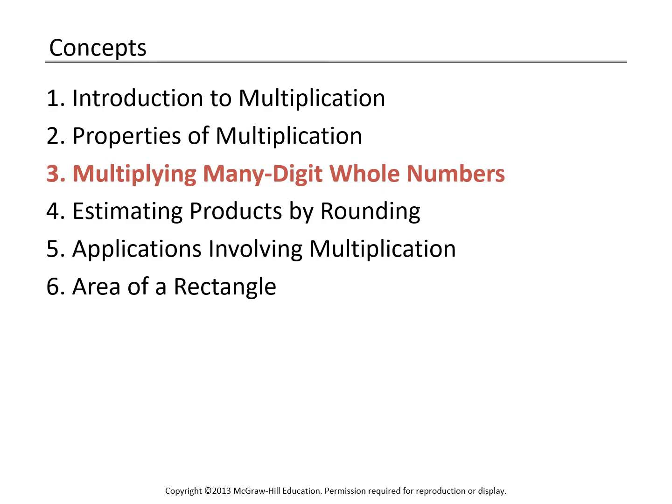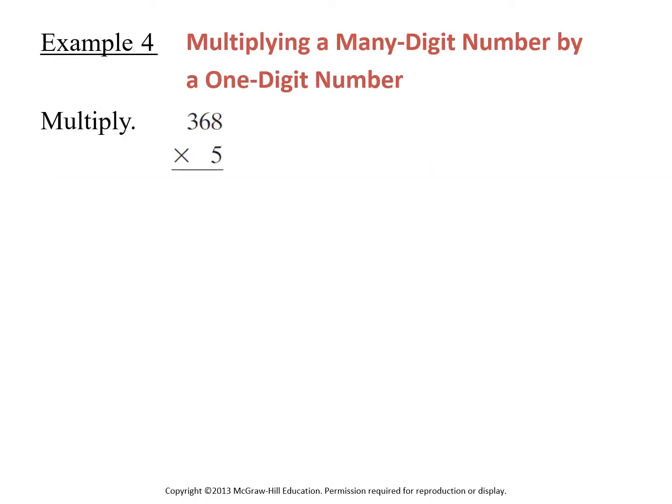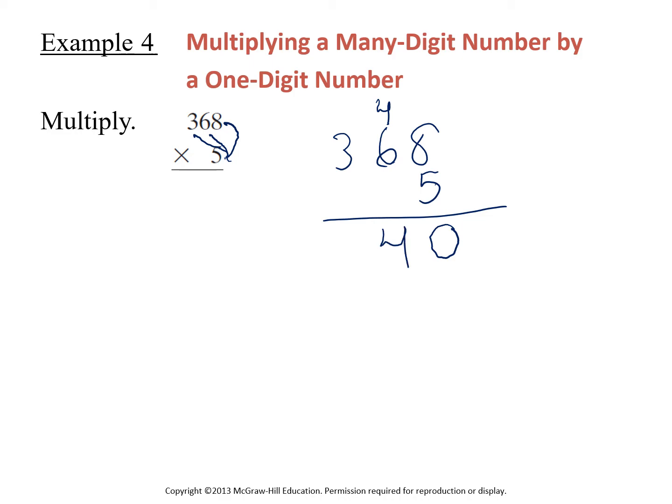Next, we'll look at multiplying multi-digit whole numbers. So when we have 368 times 5, first we multiply 5 times 8, then we multiply 5 times 6, then we multiply 5 times 3. So 5 times 8 is 40. I write the 0 and I put the 4 up here. Now I multiply 5 times 6, which is 30, and I add 4, giving me 34. And here I multiply 5 times 3, which is 15, and add 3, and I get 18.